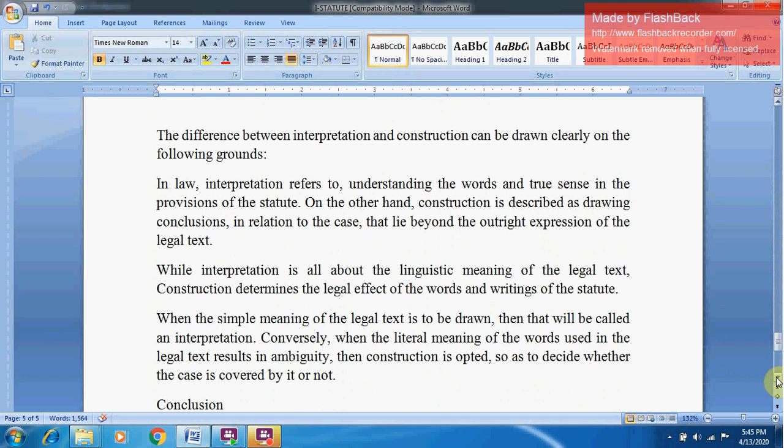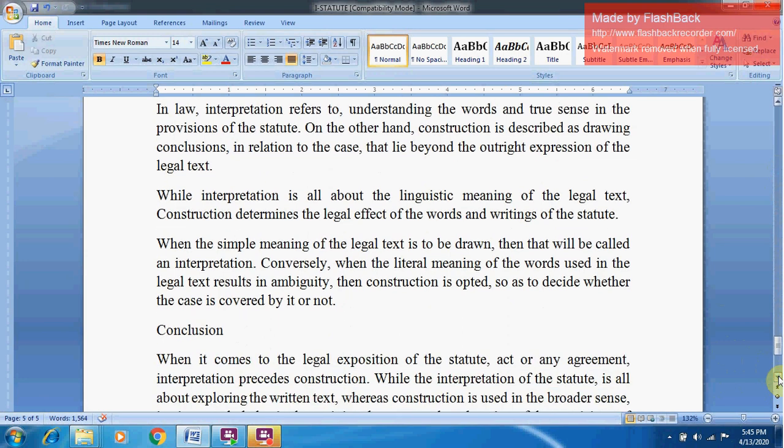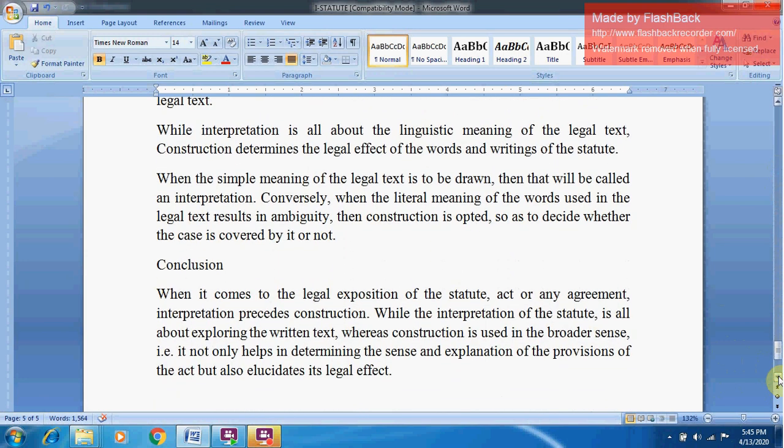In law, interpretation refers to understanding the words and true sense of the provisions of the statute. On the other hand, construction is described as drawing conclusions in relation to cases that lie beyond the outright expression of the legal text. While interpretation is all about the linguistic meaning of the legal text, construction determines the legal effect of the words and writing of the statute.